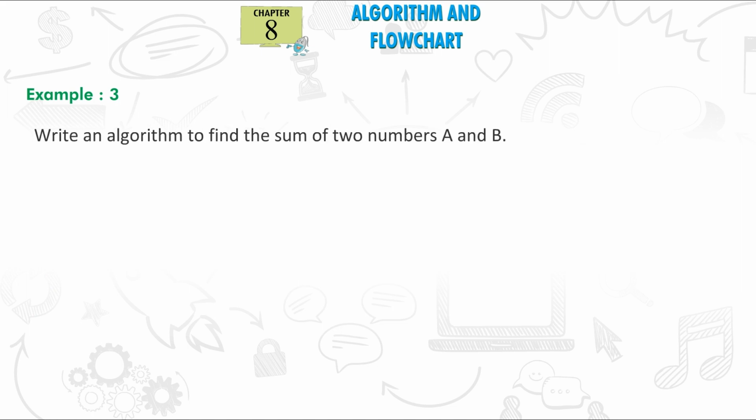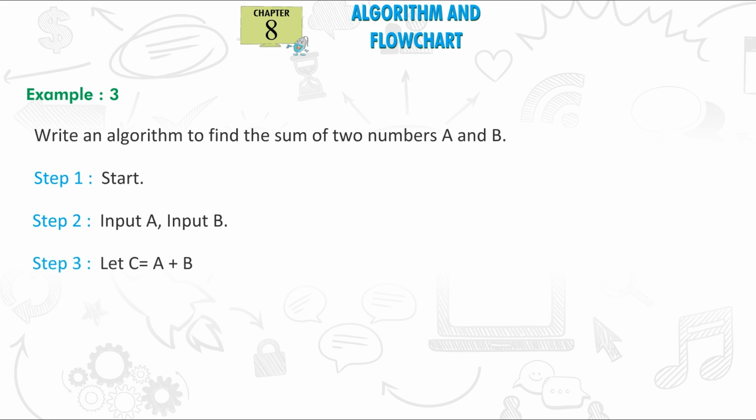Example 3. Write an algorithm to find the sum of two numbers A and B. Step 1. Start. Step 2. Input A, input B. Step 3. Let C be equal to A plus B. Step 4. Print C. Step 5. Stop.